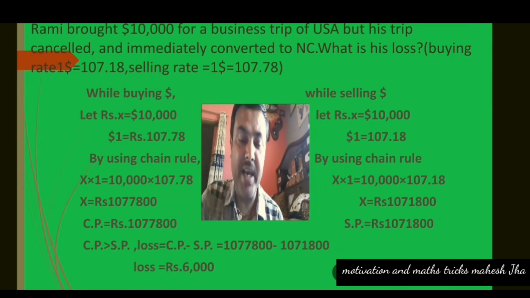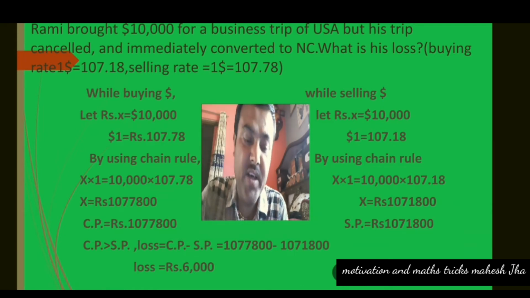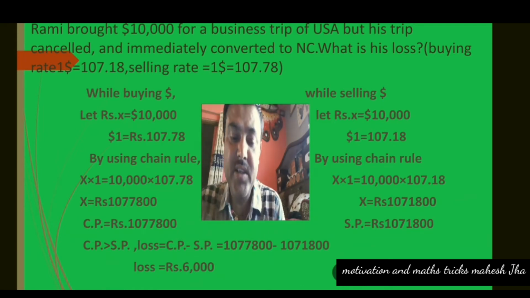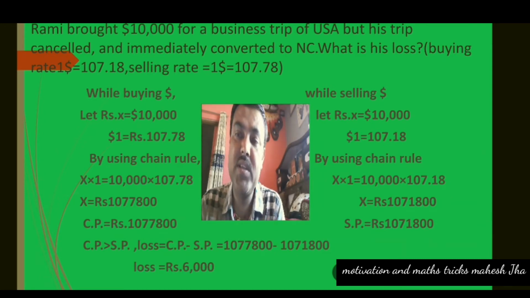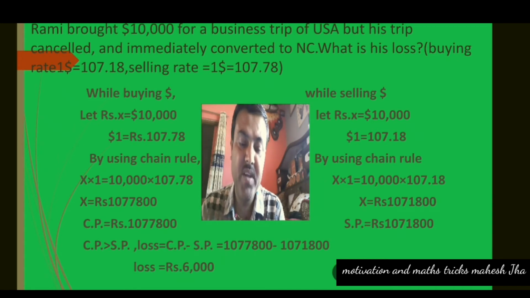So while buying dollars, let rupees x equal $10,000, then $1 equals 107 rupees 78 paisa. By using chain rule, x into 1 equals 10,000 into 107.78. It means x equals 10 lakh 77,800.